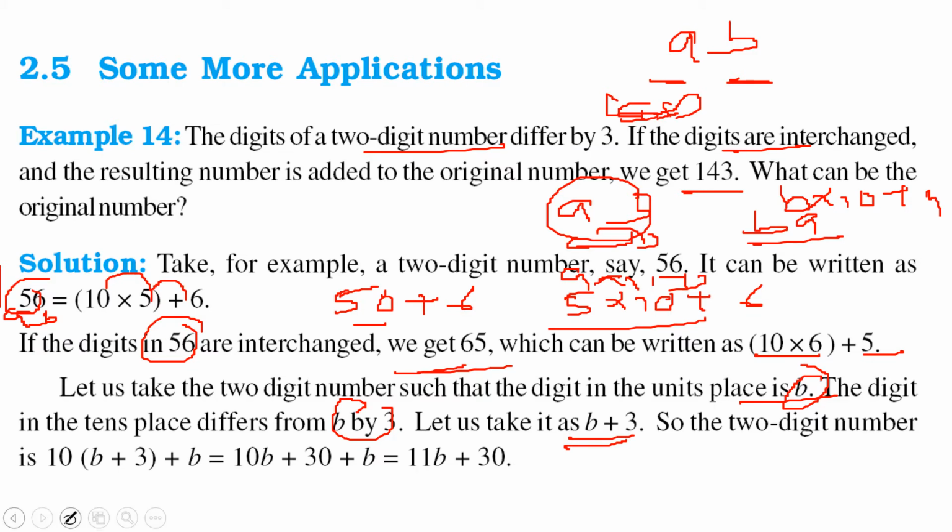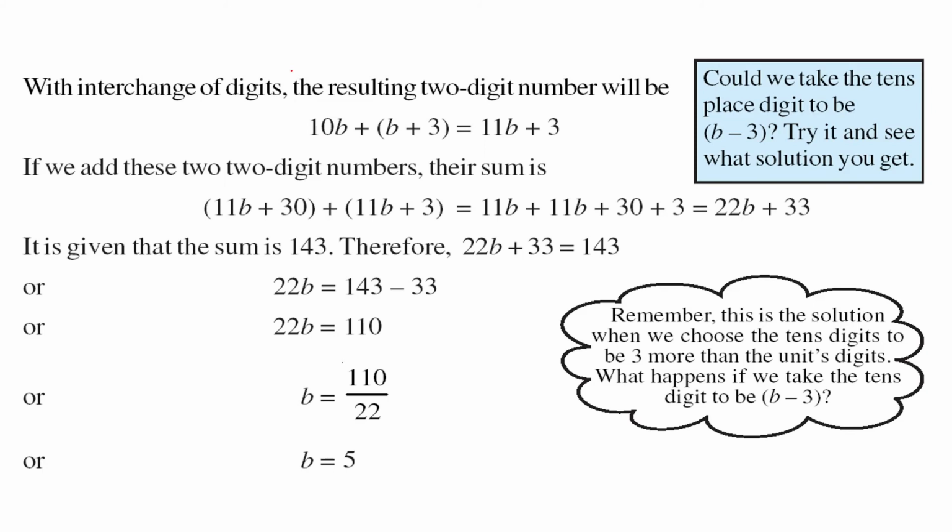Now let us use this expression, 10 into b plus 3, plus b. So what you get, because we have taken a and in the place of a we have written here b plus 3. So 10 into b plus 3 plus b gives you 11b plus 30. Now when we interchange the digits, you know that this will come here, this will come here. b will come here and b plus 3 will come here. So it will be 11b plus 3. So if we add these two two-digit numbers, their sum will be what? 11b plus 3 and 11b plus 30 from here.